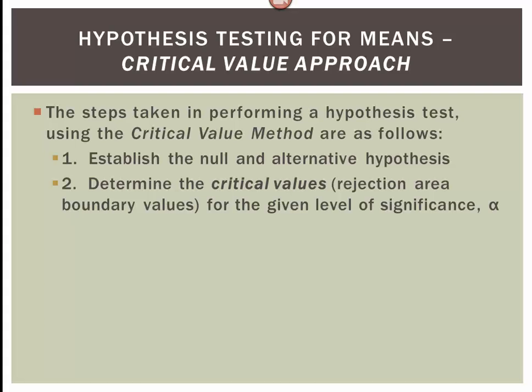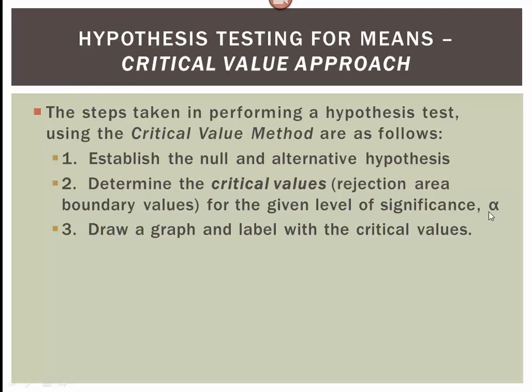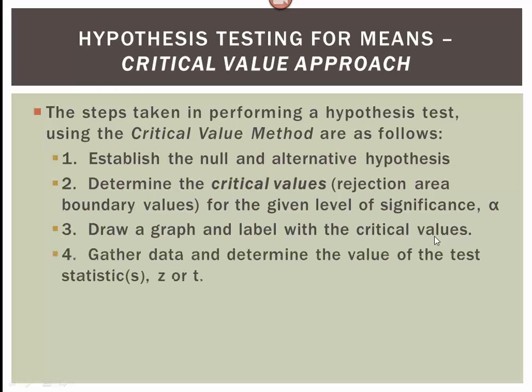On number two, when using a critical value approach, we determine what are the critical values. These are boundary values for our rejection regions, and our rejection region will always have an area equal to our significance level. Then we want to draw a picture of this. So we want to draw a graph and label it with the critical value or the critical values if it's a two-tailed test.